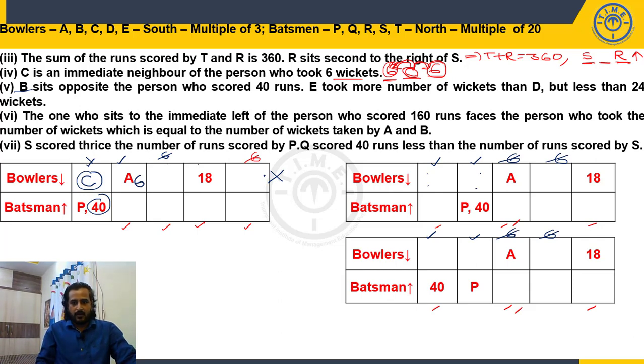Clear? Okay. Now opposite to 40 will be definitely B. Now what is the only possibility to take the C? 6 should be one of these two places only, right? If I take the 6 here, now I should take the C here, but it's already B. So this is the only possibility for 6 and this is the only possibility for C.